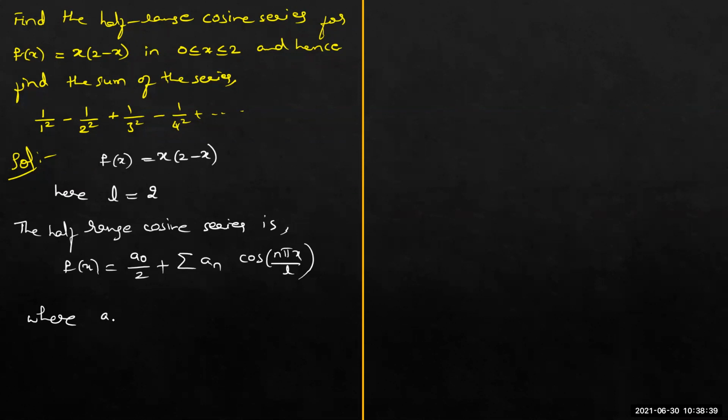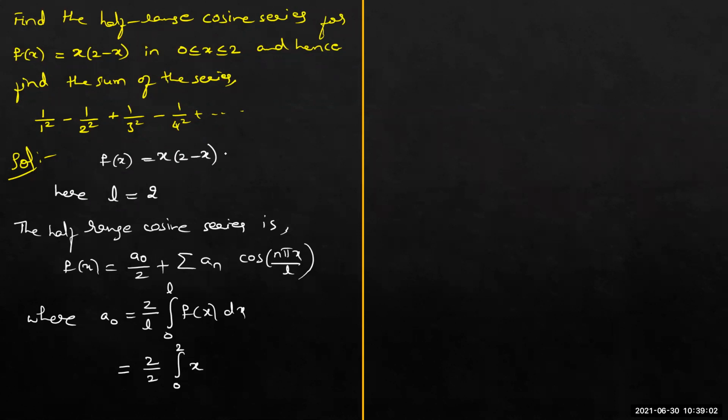The first one, a0, is equal to, I'm just writing it like this, 2 by L integration from 0 to L of f(x) dx. Then it is equal to 2 by 2, since the value of L is also 2, right? So I'm substituting L equal to 2, and here also it is integration from 0 to 2. Then f(x), the function you are given, is x into 2 minus x.